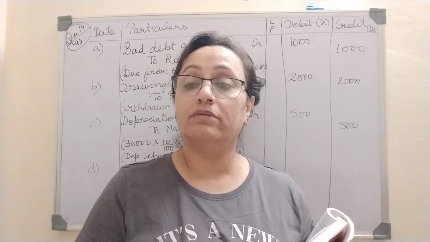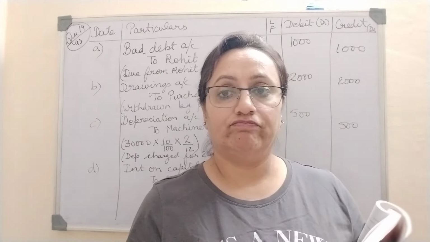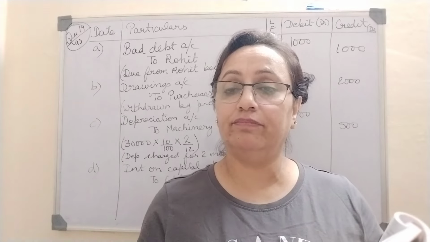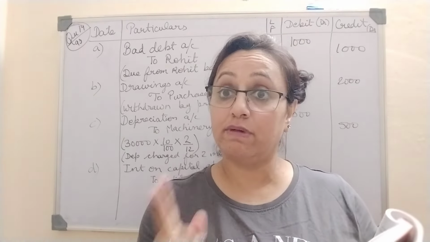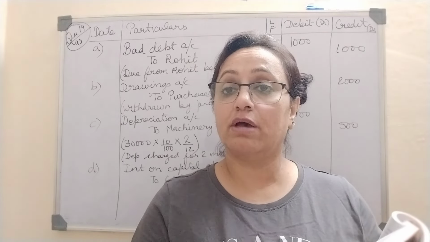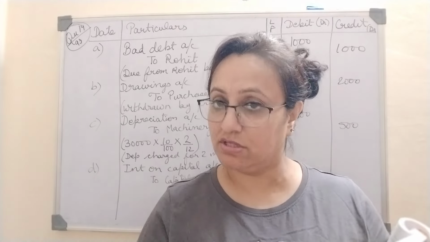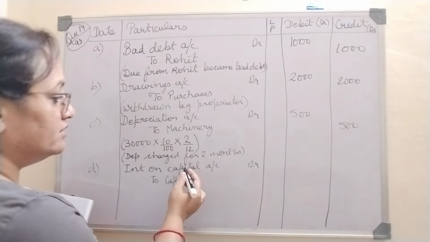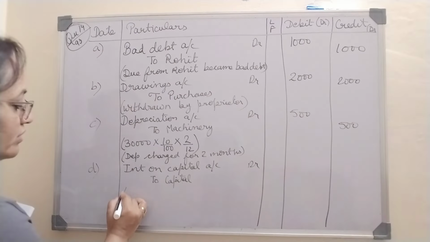Interest on capital means, suppose I have taken a loan from the bank and I have started my business. That loan is my capital, but I have to pay interest to the bank on that loan, right? So that is my interest on capital. Interest on capital is my expense. It will be debited. Debit all expenses and losses. It is debited and it has to be deducted from which account?